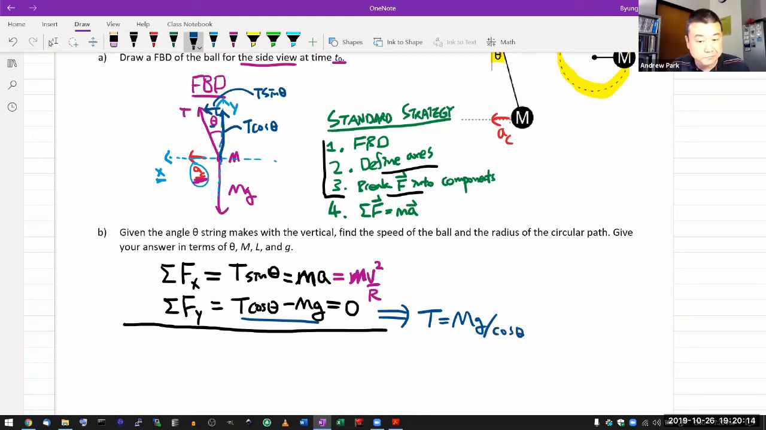All right, I can plug that into the first equation so that I don't have to deal with an unknown that the question's not asking about. So plugging that in, I get mg sine theta over cosine theta. So that it's not cumbersome, let me just rewrite that as tangent theta, because that's what it is. mg tangent theta is equal to m v squared over r.